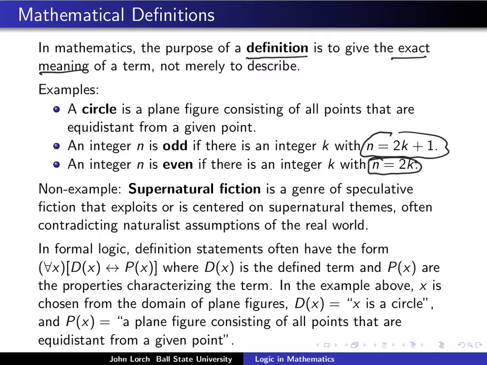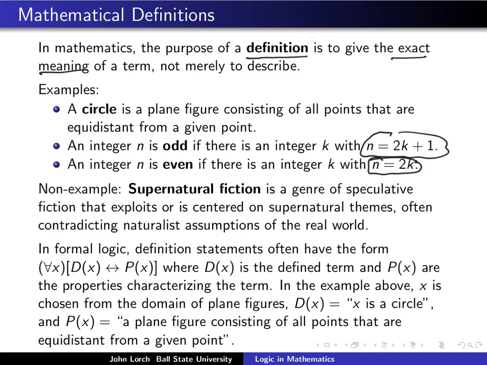Now, there are other sorts of definitions that occur in the rest of the world that are not quite what we mean by a mathematical definition. Like, for instance, I pulled off this definition of supernatural fiction, which doesn't tell us exactly what it is. It's merely descriptive. And while it's a useful description, it doesn't serve to define exactly what supernatural fiction is, whereas a mathematical definition should tell us exactly the meaning of the given word.